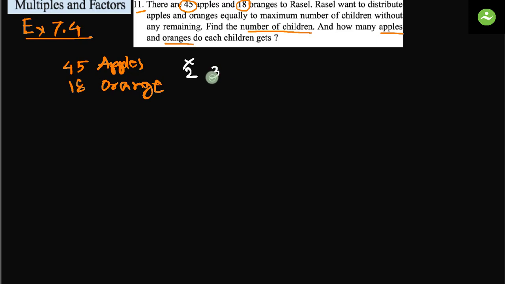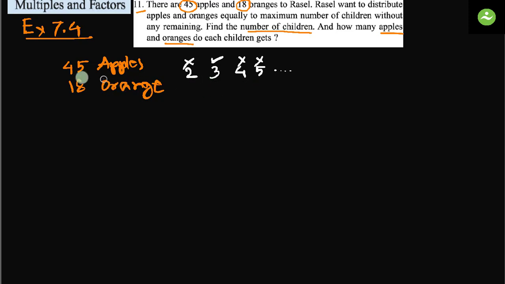3 divides 45, 3 divides 18. So we can divide the fruits amongst 3 kids or 3 persons. 4, no, we cannot divide amongst 4. 5, no, we cannot divide by 5 also, because 5 doesn't divide 18. 6, no. So this way we can check which numbers divide 45 and 18.